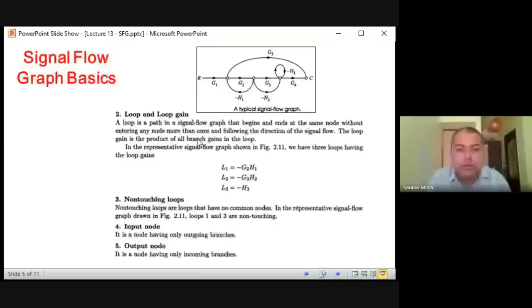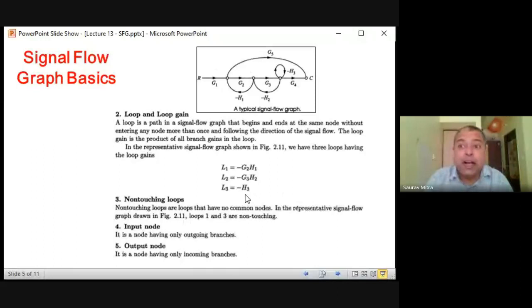In the signal flow graph, we find there are three individual loops. What is the first loop? Loop gain. L stands for loop gain, individual loop gain. Okay, so this is minus G2H1. Second loop is minus G3H2, and third loop is minus H3. Okay, so up to here it is easy. First is to find the forward paths, how many are there. Second is how many loops are there.